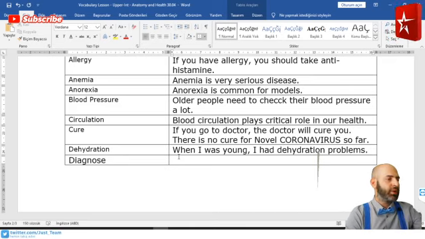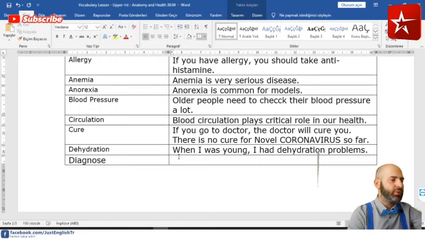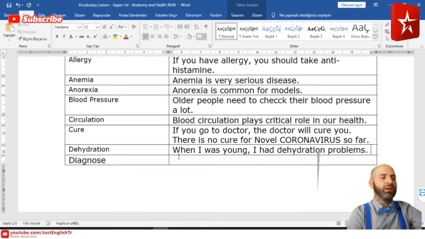I see some question, let me read it. Can we use heal for cure or treat? Yes, we can use heal. Is it exactly the same? No, not exactly the same.